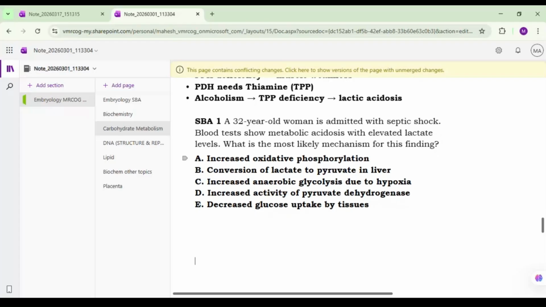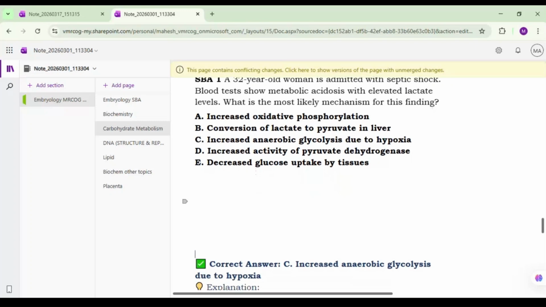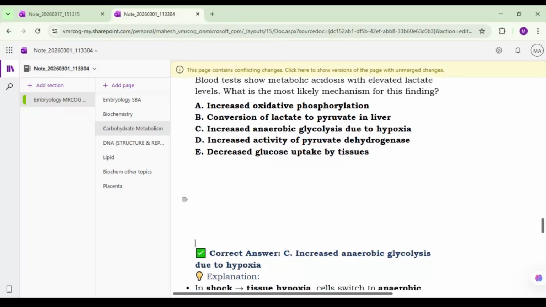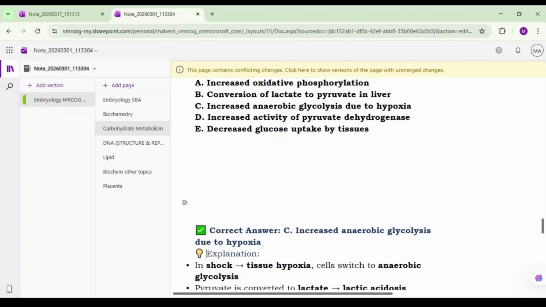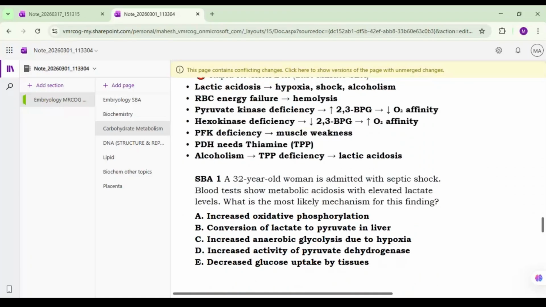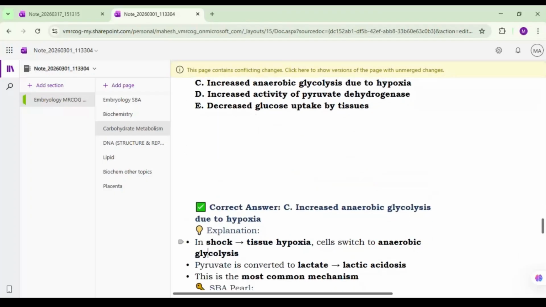Yeah, we have seen that hypoxia is the commonest. Increase anaerobic glycolysis. Here, anaerobic glycolysis is there due to hypoxia. So ultimately, it is hypoxia which is there, and that leads to the increase in anaerobic glycolysis. So option C, increase anaerobic glycolysis due to hypoxia.